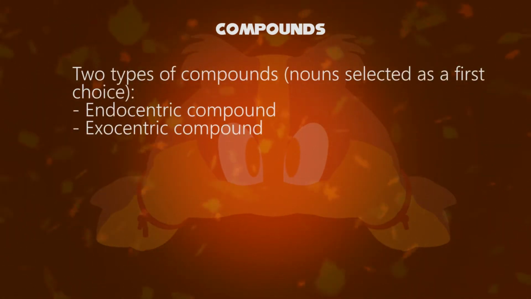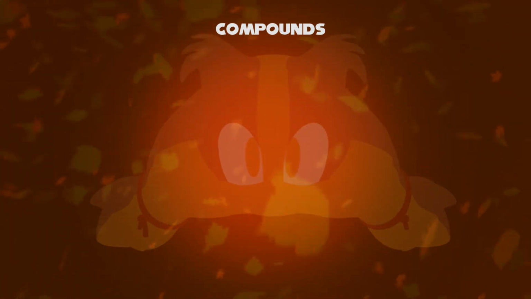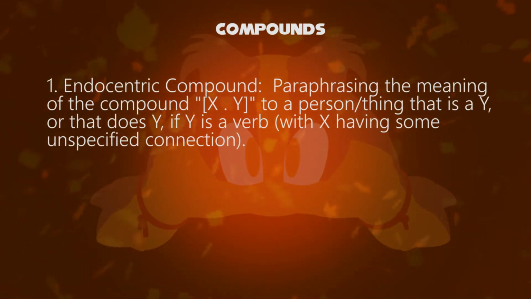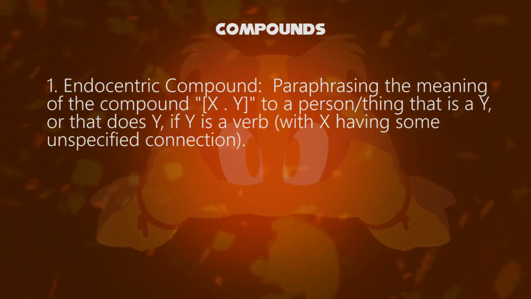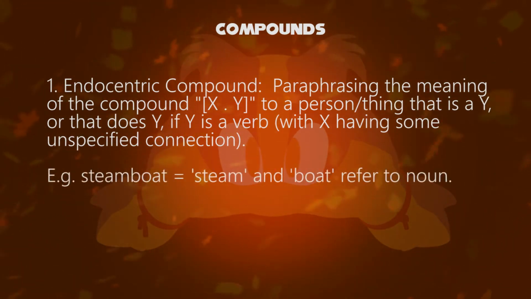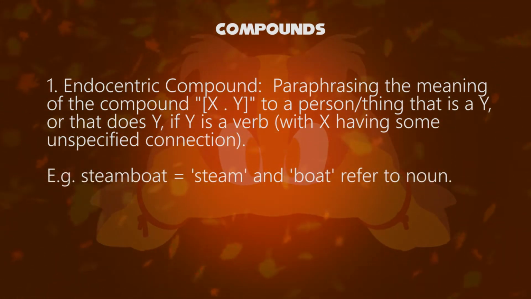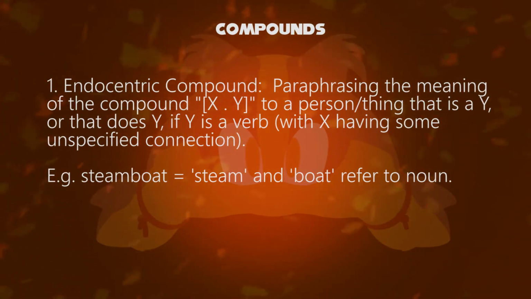Compounds can have 2 types: endocentric and exocentric. Endocentric compounds are interpreted by paraphrasing the meaning of the compound X and Y to a person or thing that is a Y, or that does Y, if Y is a verb. For example, steamboat can be found in basically the same semantic contexts as the noun boat.